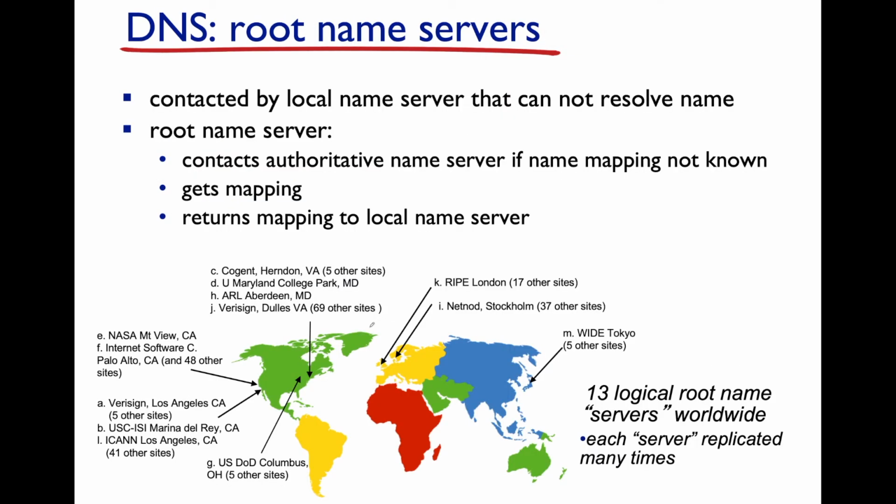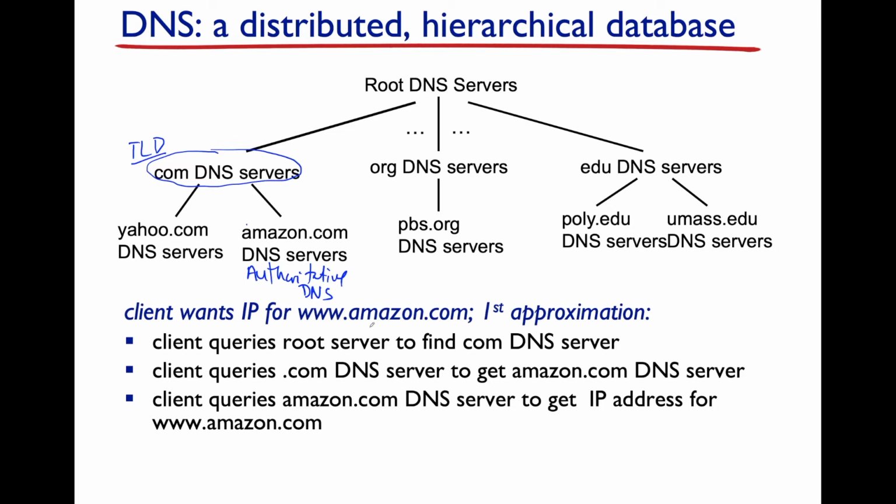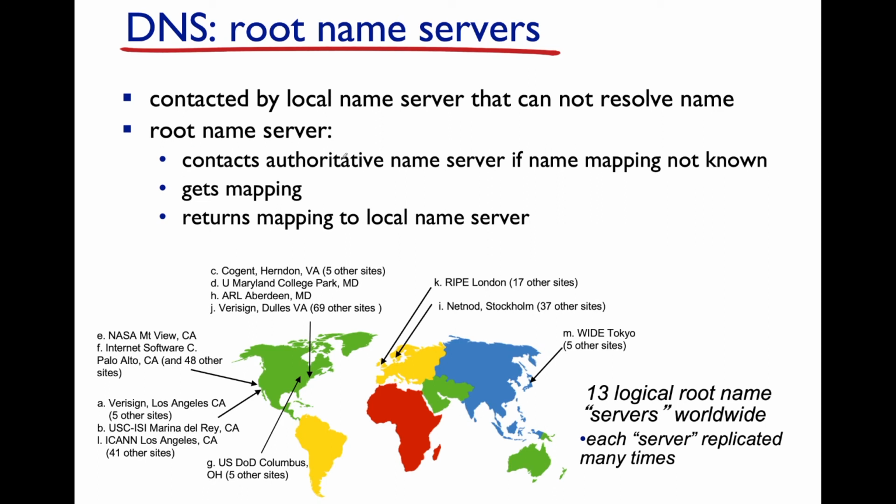So the root name server is contacted by the local name server, and the local name server is the DNS server for that particular organization. And so if you're at Amazon.com, for example, this DNS server at Amazon is going to be the one that you contact locally. You never contact the root directly, and your local DNS server is going to initiate requests on your behalf.